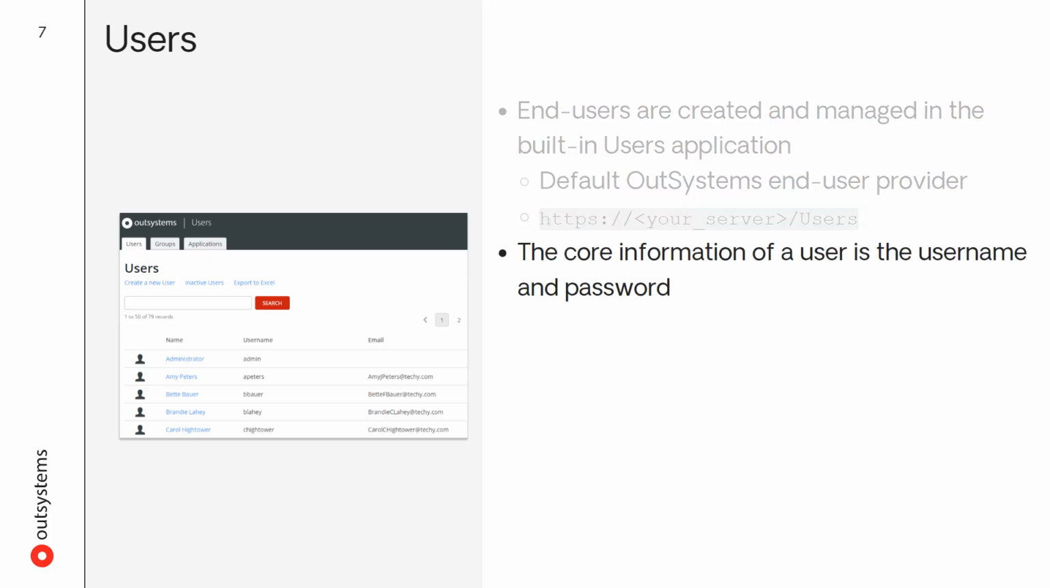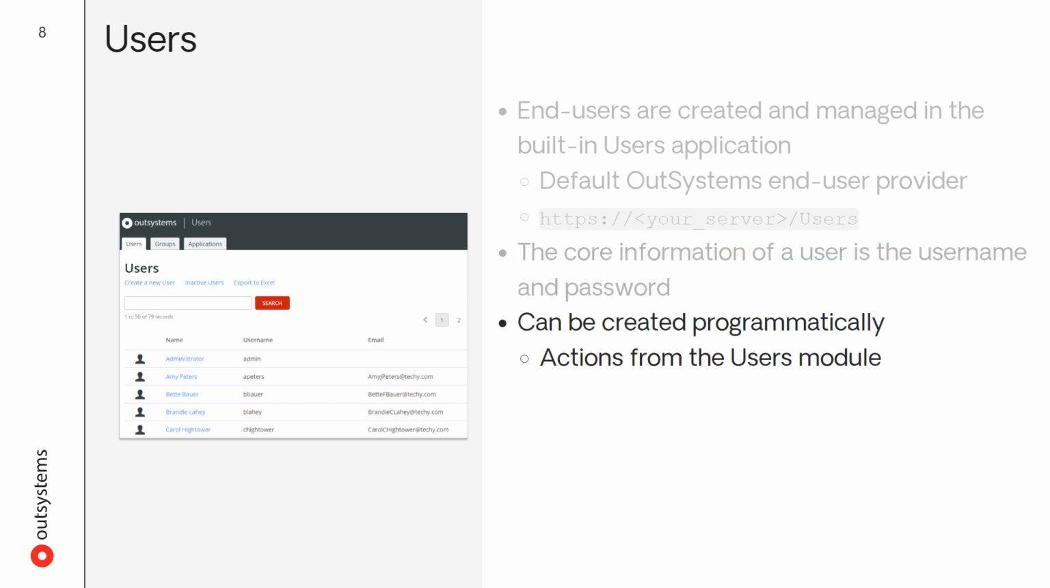The core information that identifies a user is the username and the password. The users can also be created programmatically in our applications. The Users module has a set of actions, including create or update, that we can use inside logic flows.